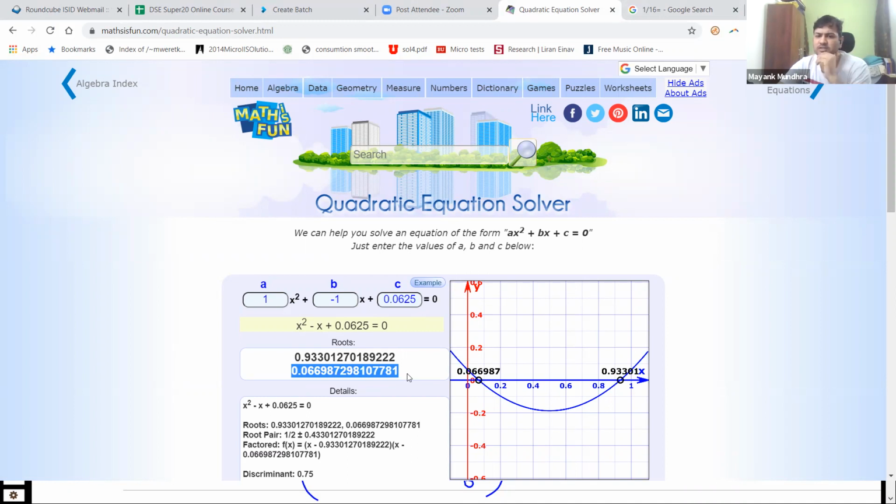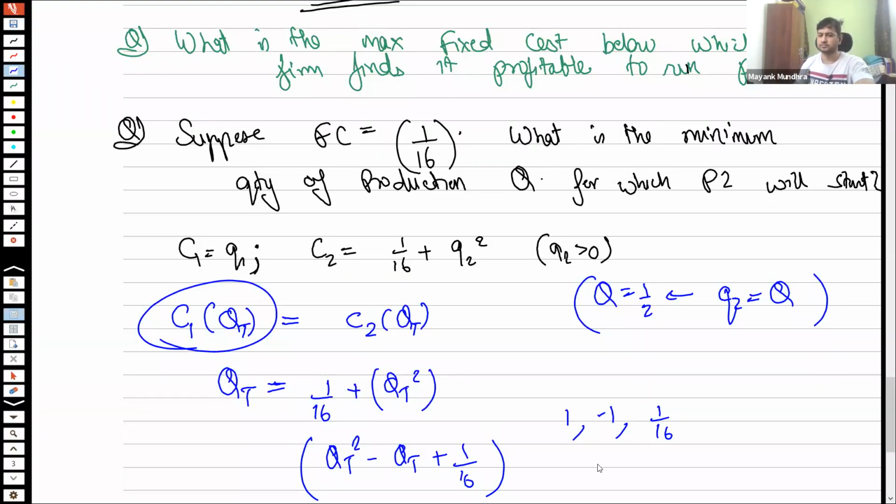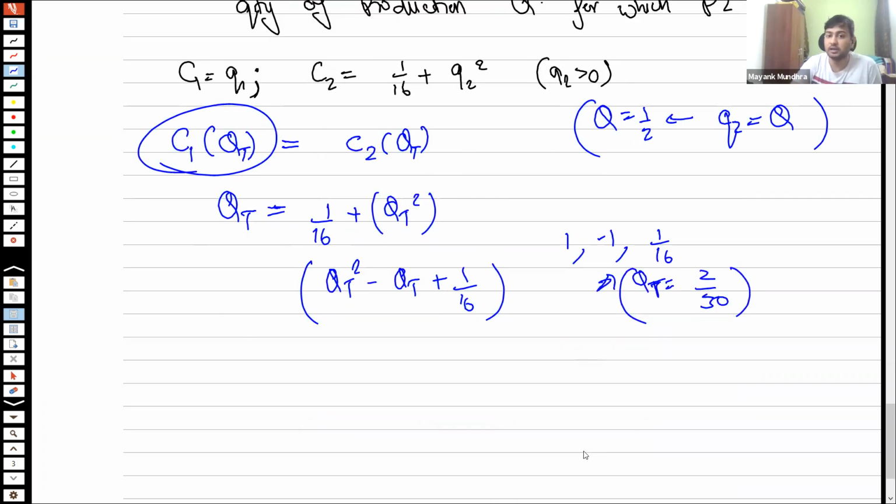Okay, so 0.066 is roughly what, 2/30. Roughly speaking, it's 2/30. So 2/30 is the quantity at which you will decide to start the second plant. Below 2/30, you don't start plant 2, and above 2/30 till half, you produce only in plant 2.